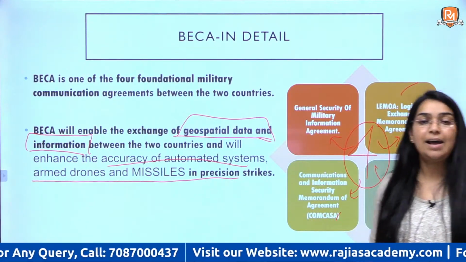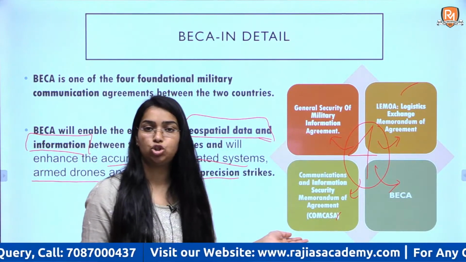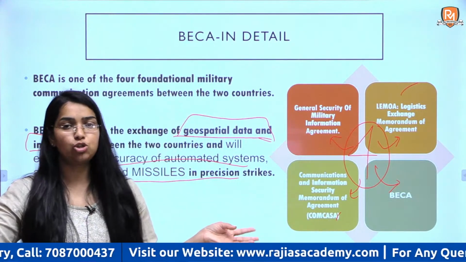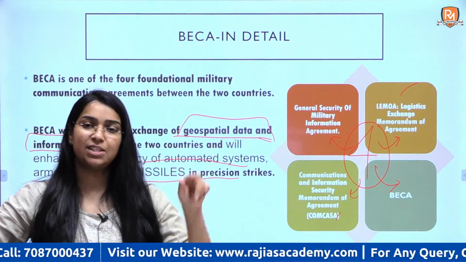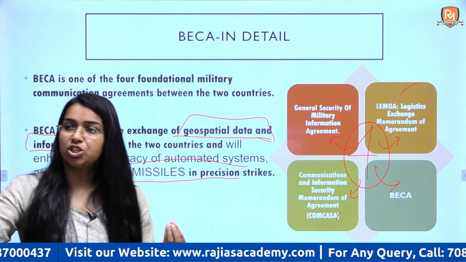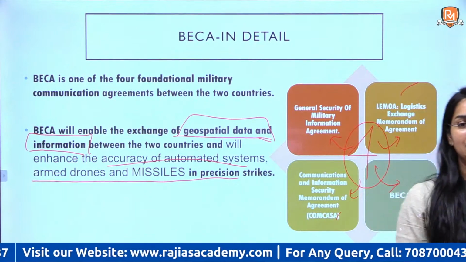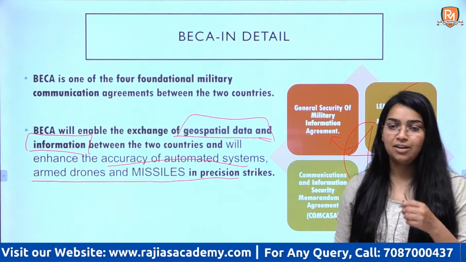right? So this will help in increasing the efficiency and accuracy of the missiles that we shoot. ठीक है, हमारी जो missiles होती हैं, they are usually working on the GPS system or geo location system, that is positioning system that is there in the missiles. So that is why this is very important, right?